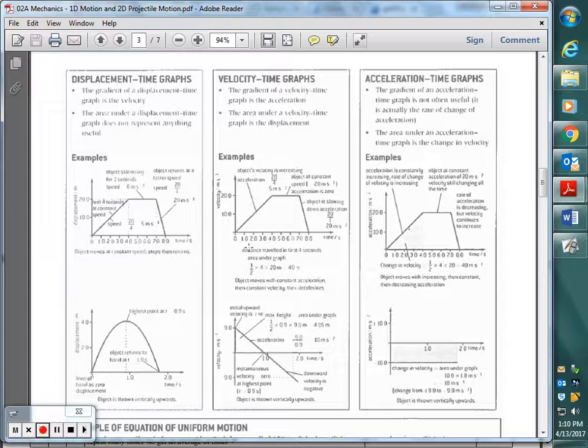Okay. Velocity time graphs. This is where we get interesting. The slope on a velocity graph tells you the acceleration, because it's the rate of change of velocity. It's meters per second per second. So slope on a velocity graph gives you acceleration. But if you take the area under the velocity graph, that will actually give you the displacement. It will give you how far something has traveled.